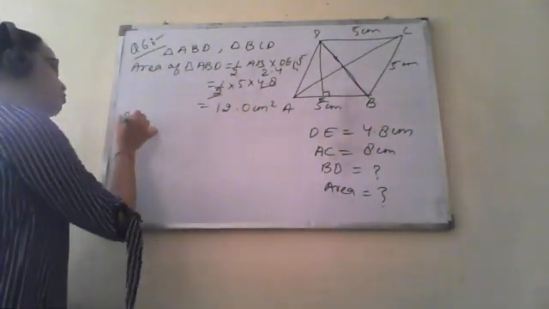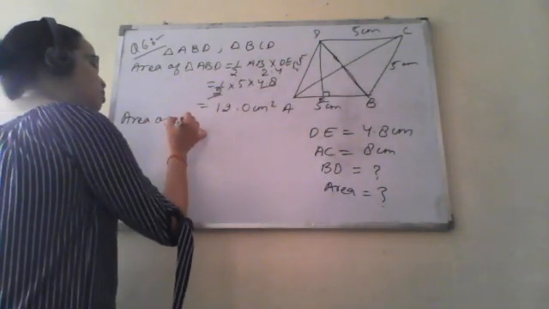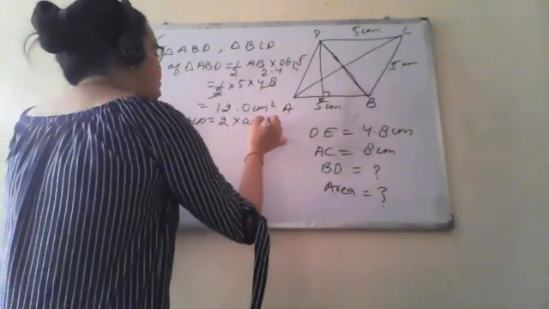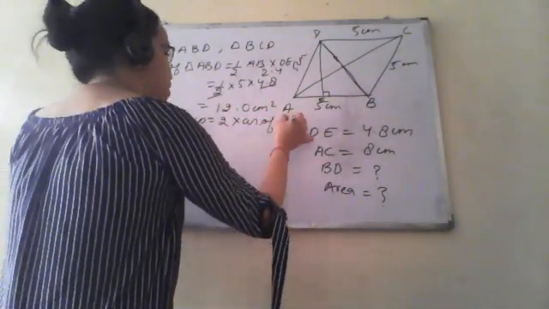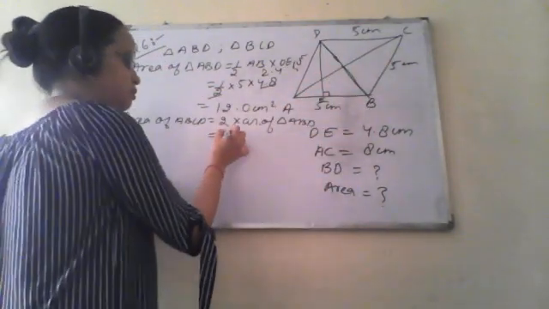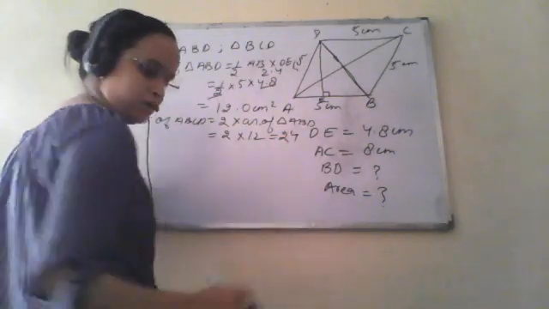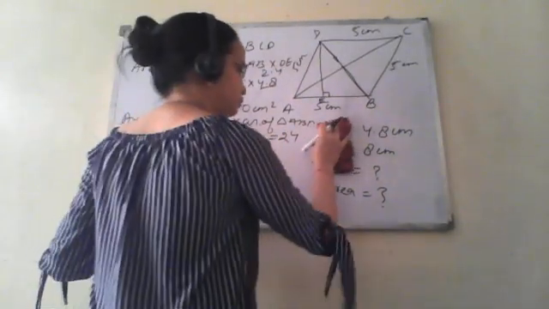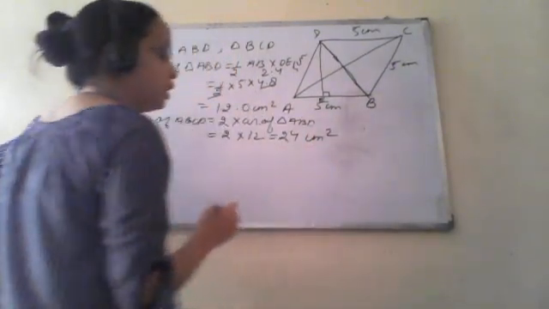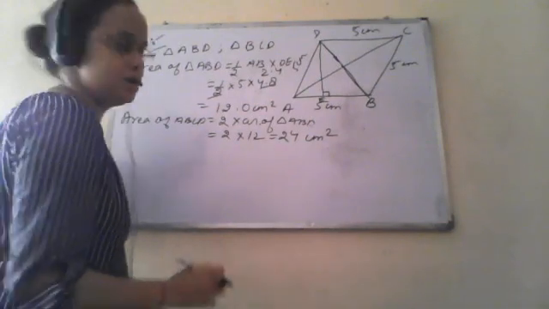So the area of rhombus ABCD will be 2 into the area of triangle ABD, because these two triangles are equal. So it becomes 2 into 12, which is 24 centimeter square. The area of rhombus ABCD is 24 centimeter square.